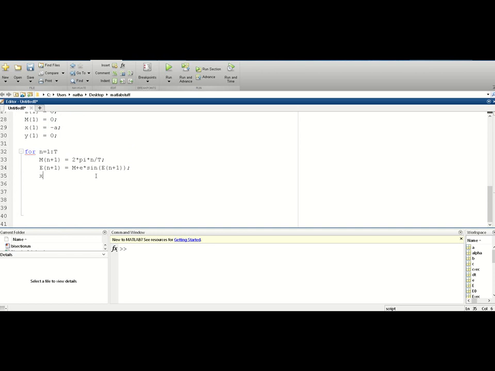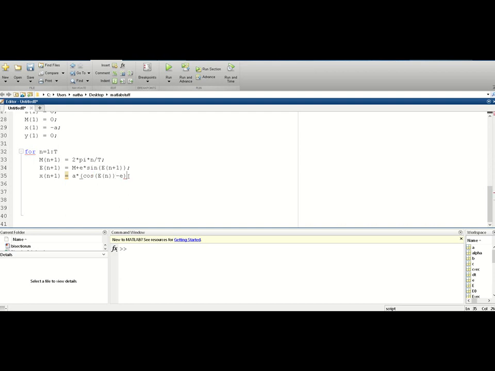So x of n plus 1 equals a times the cosine of E sub n minus e. Nope, I don't want that inside of the cosine.